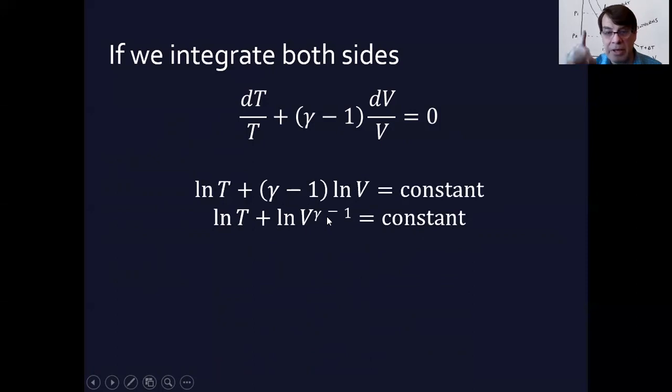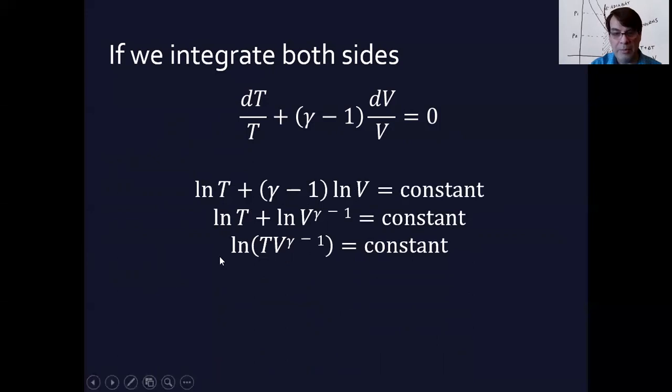Okay, another rule is if you have two logarithms that are added to each other, it's the same as taking the logarithm of those two things multiplied by each other. So I can bring these two together, multiplied by each other. The natural logarithm of temperature times volume raised to the gamma minus 1 equals a constant. And it's just fascinating to me that the real world corresponds to math.